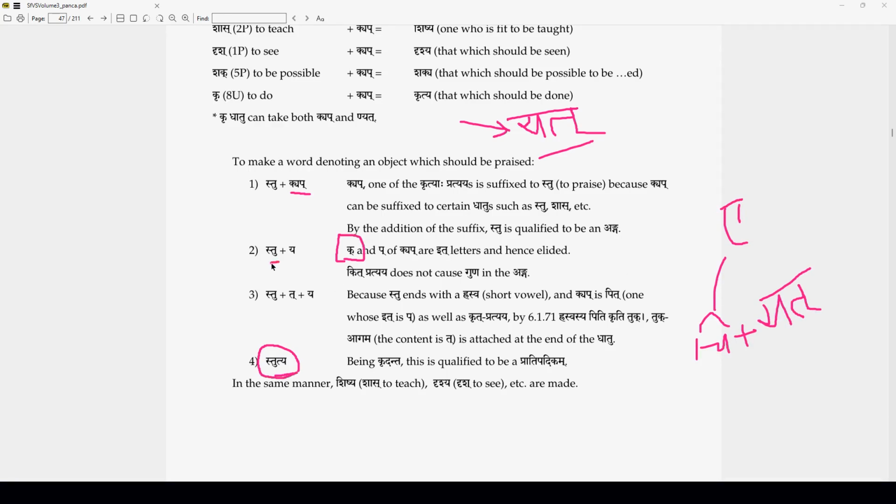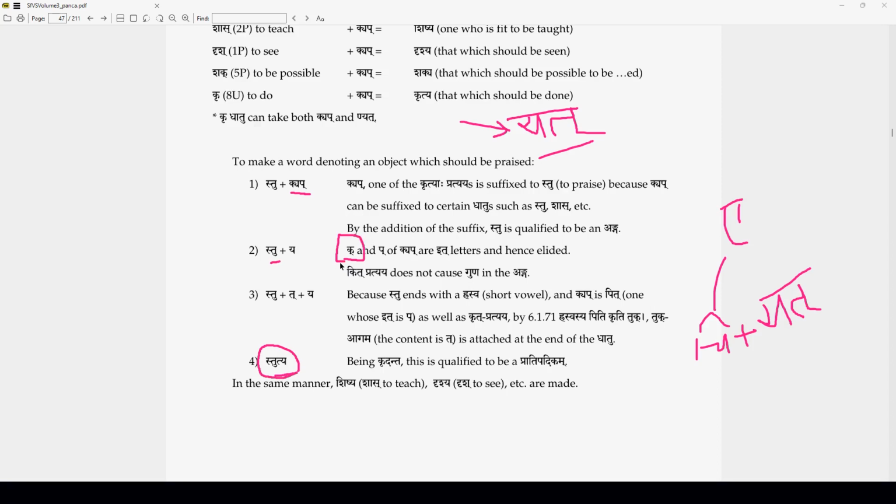So here also, if we just add yat, U would change to its guna. What is the guna of U? O. So it becomes stoya, stotya, something like that. We do not want that to happen. Or Ashtadhyayi doesn't want that to happen. So it is adding the ka here.